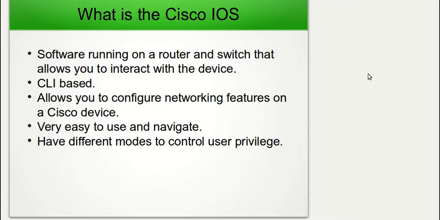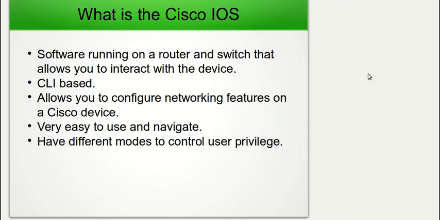Now with Cisco IOS, what makes Cisco devices better than, let's say, Juniper devices or HP devices is that the actual command line interface, the Cisco IOS, the software running on the switch and on the router, is very easy to use and very easy to navigate as well. There's a lot of help when we're typing in commands. There's a lot of shortcuts that we can use, which make working with the Cisco IOS a very easy and very enjoyable experience as well.